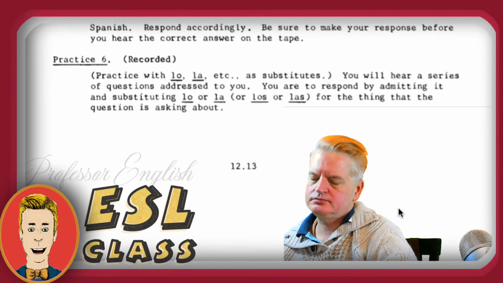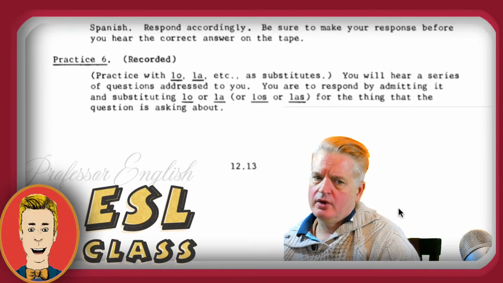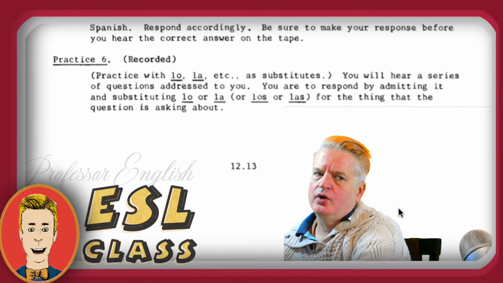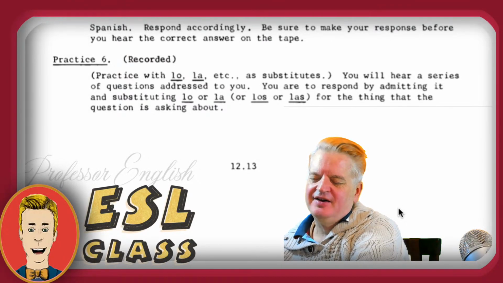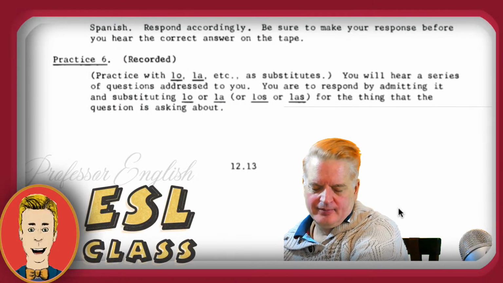1. ¿Usted vendió el carro? Sí, lo vendí. Example 2. ¿Usted defendió la lección? Sí, la defendí. Number 1.